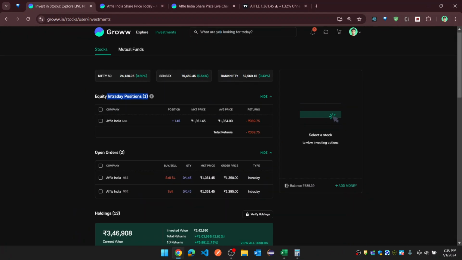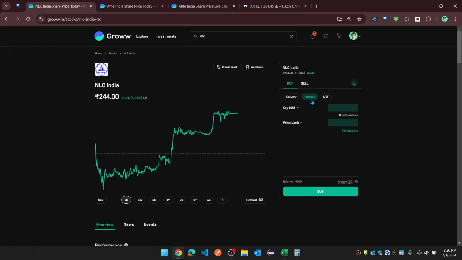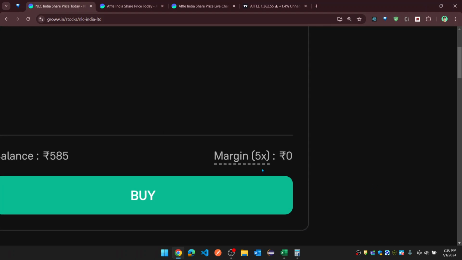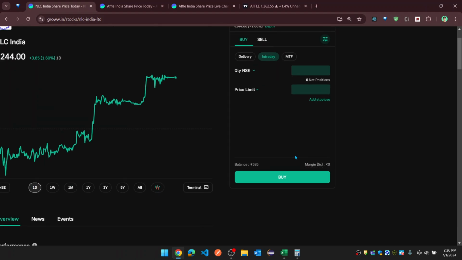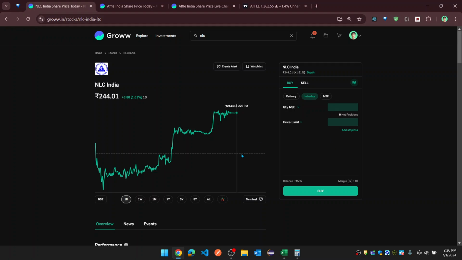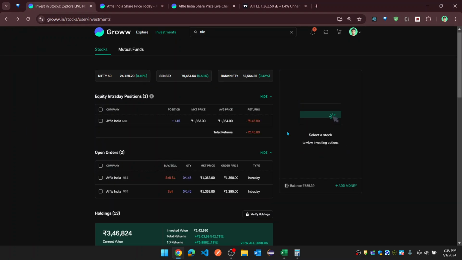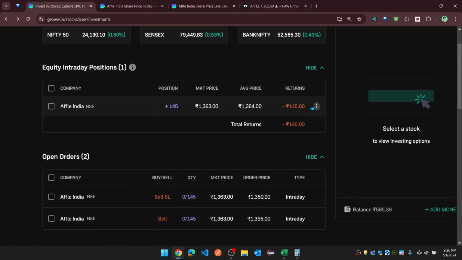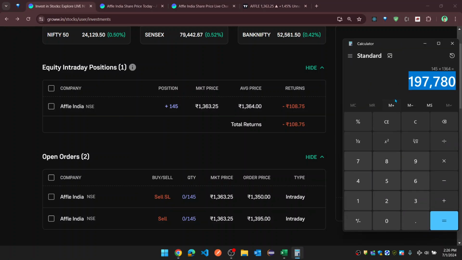Let me give you another example. In the intraday section, if we choose it, you get to see something like margin 5x. So 5x is the margin that you get. If you have 1 lakh rupees, you can take trades up to 5 lakh rupees. Complete 5x of margin I have taken over here. You can choose to have 3x or 2x also, but this time I have chosen to take the complete leverage of 5x. Again if you do the calculation, this much total amount is being used for this trade.